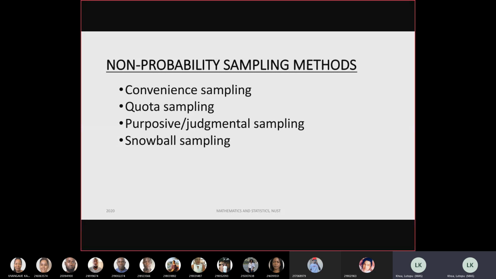The first one is convenience, then quota, purposive, judgmental, snowballing.